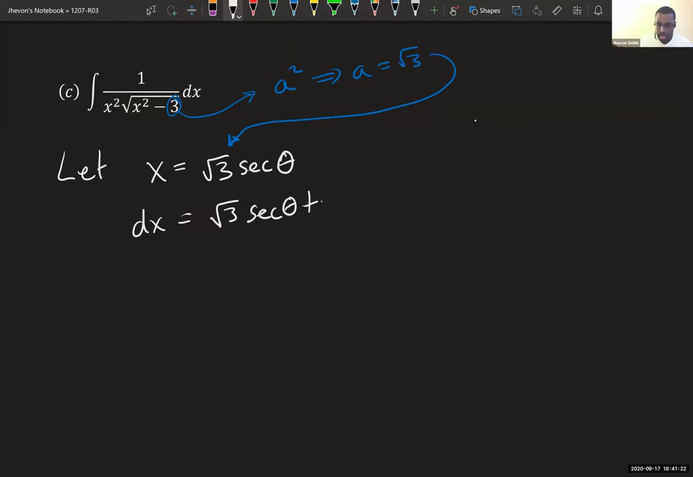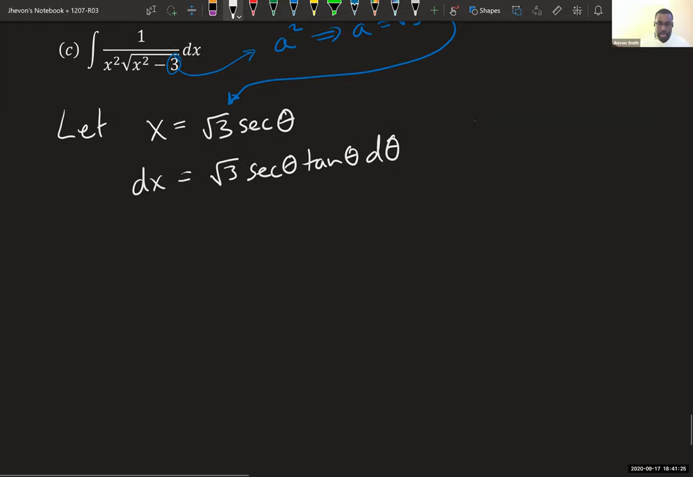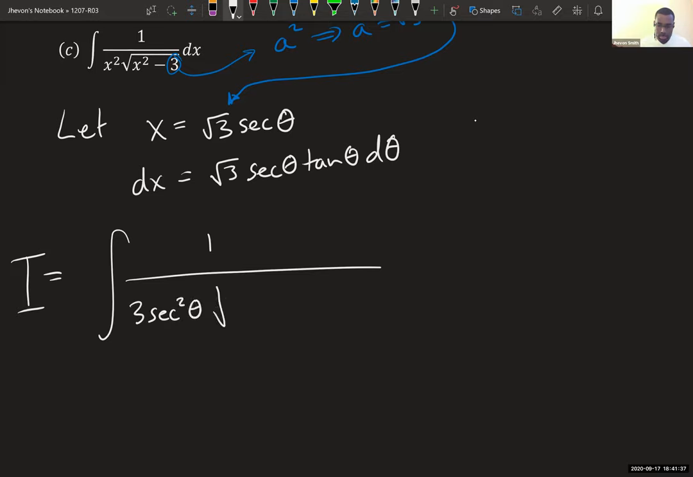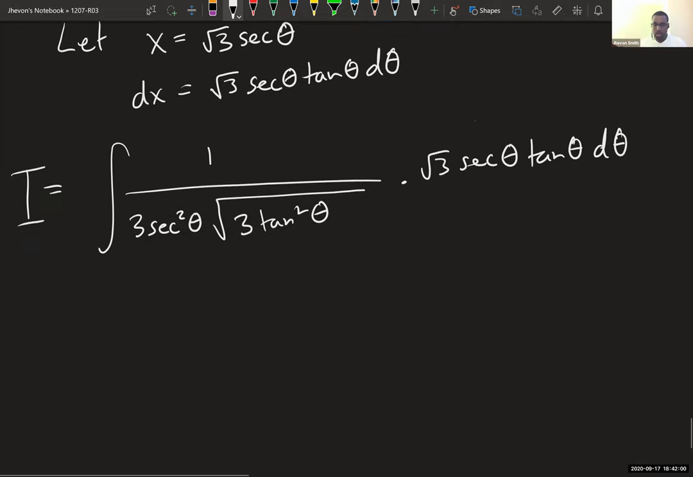Differentiate: derivative of secant is secant tangent. And now you go and you plug that in. So here your I is the integral of 1 over x squared, that's 3 secant squared theta, times the radical. What's going to happen in here is we're going to have 3 tangent squared theta, because I would have 3 secant squared theta minus 3, factor off the 3, I would be left with secant squared minus 1, which becomes tangent squared. Then here I have radical 3 secant theta tan theta d theta. So this actually cancels radical 3, and this cancels one of those secants. So this becomes 1/3 times the integral of 1 over secant theta d theta.